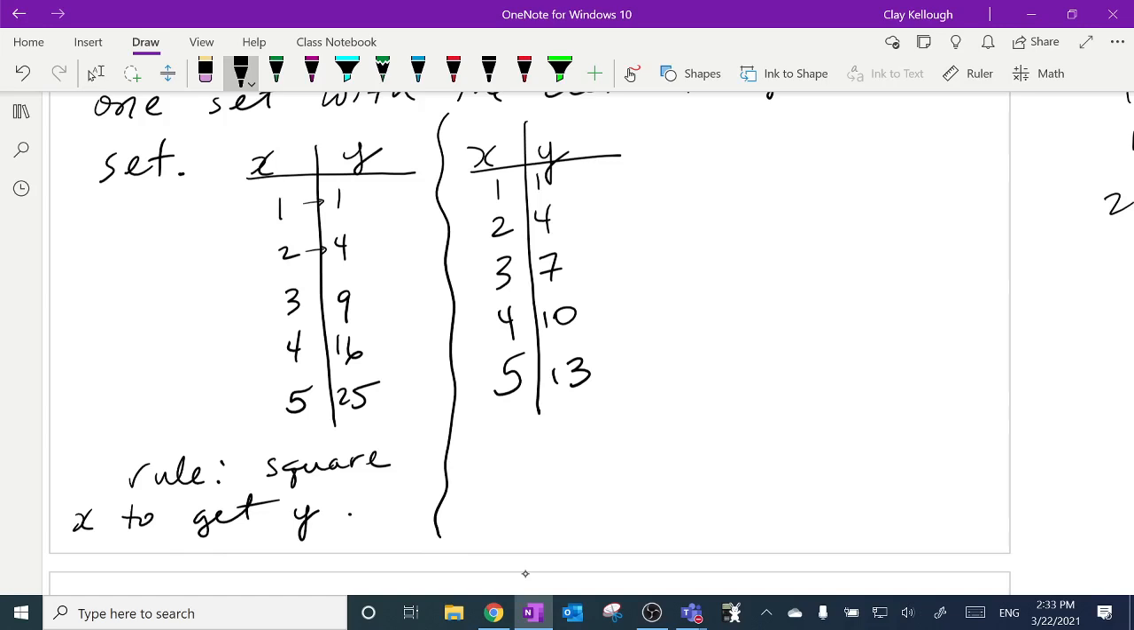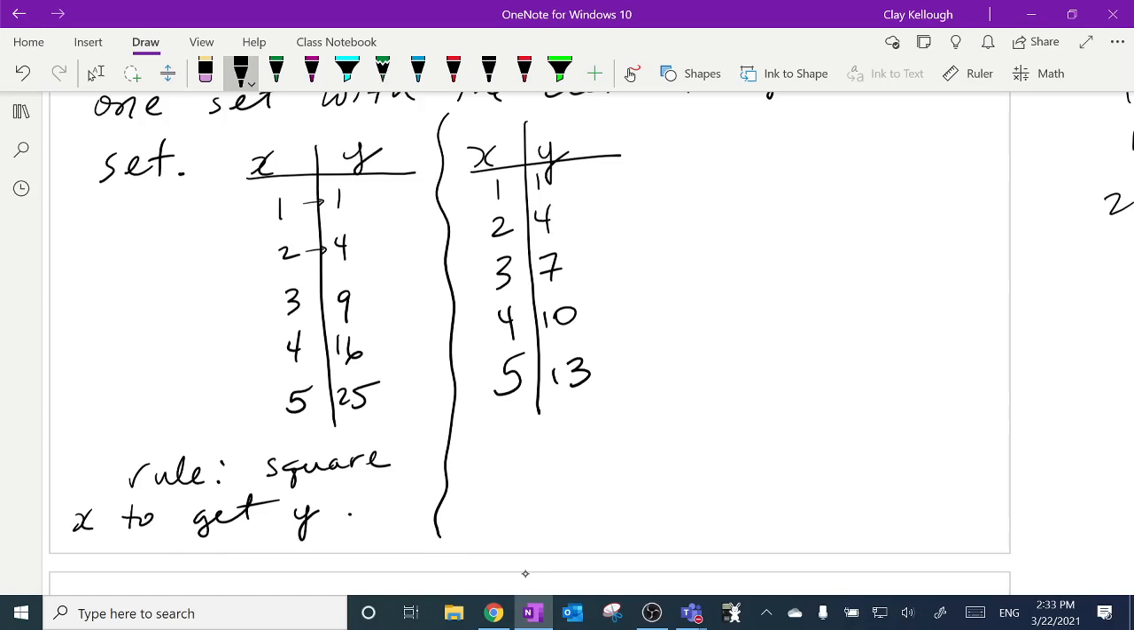X plus 3. But nope, it's not quite X plus 3. X minus 2 plus 3? No, because 5 minus 2 plus 3 wouldn't give you 13. The previous Y. So you're very close. What do you think it is again? 5 times 2 plus 3 works. 4 times 2 plus 3 does not make 10. It's the previous Y plus 3.